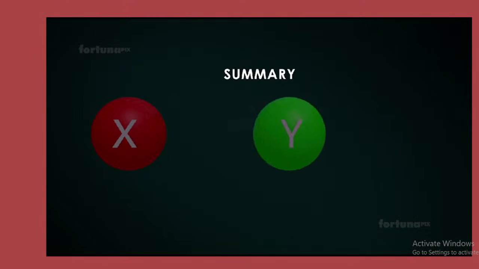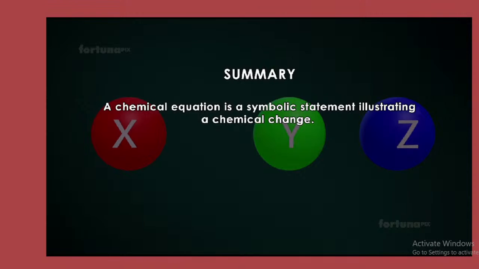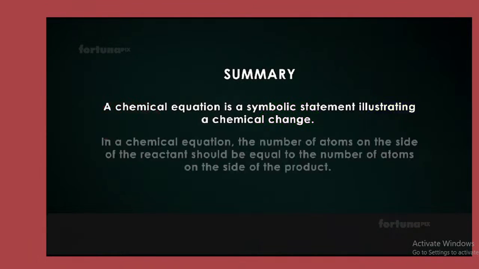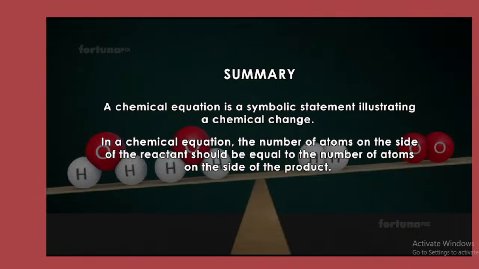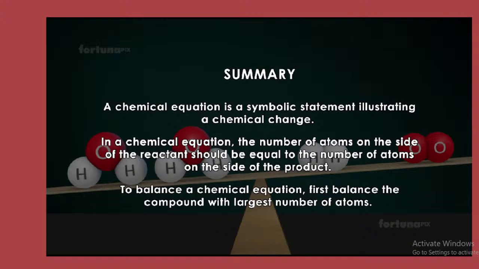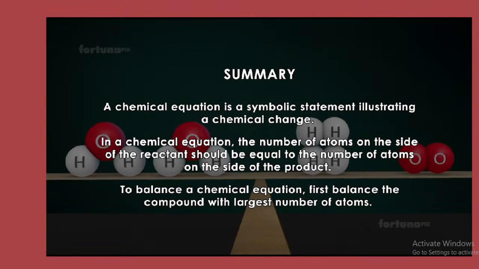Summary: a chemical equation is a symbolic statement illustrating a chemical change. In a chemical equation, the number of atoms on the side of the reactants should be equal to the number of atoms on the side of the products. To balance a chemical equation, first balance the compound with the largest number of atoms.